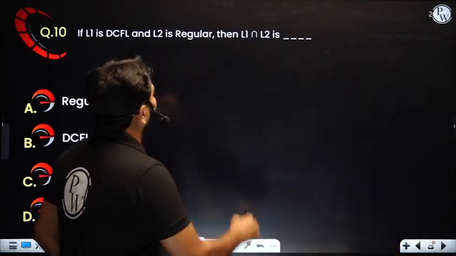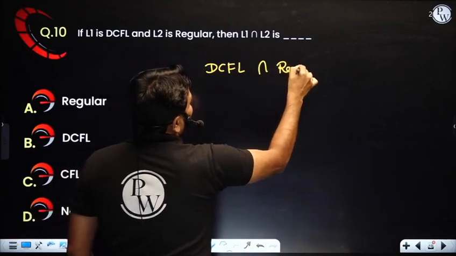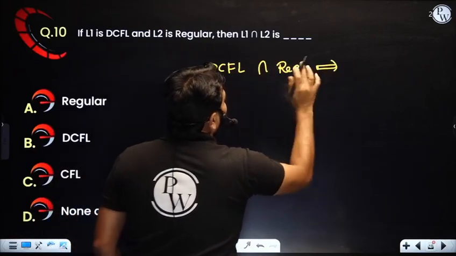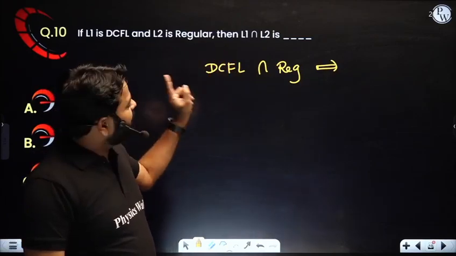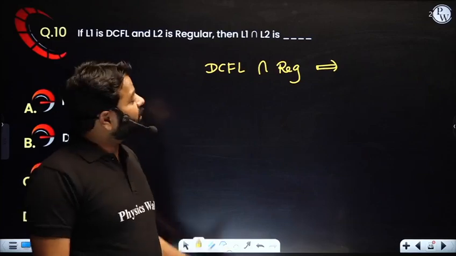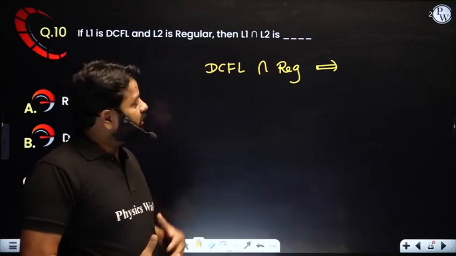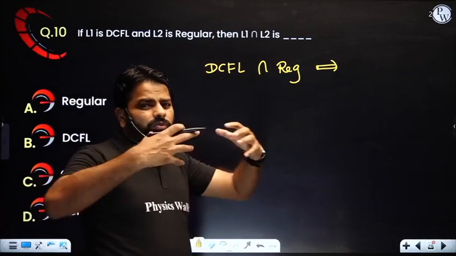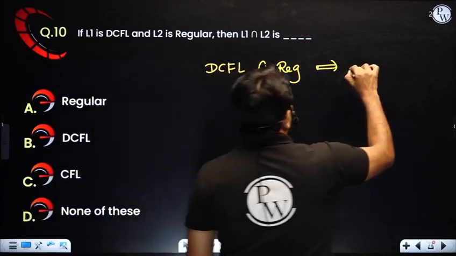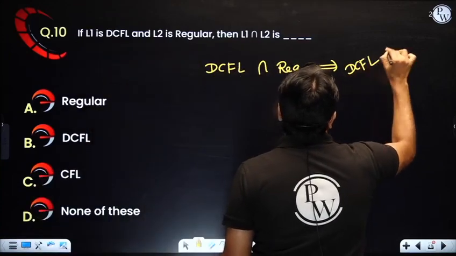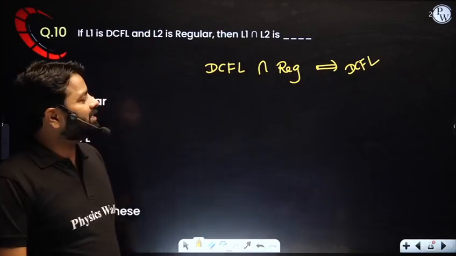This is a regular property called DCFL intersection regular. One of the operands is regular. Then what is the result when you apply it to DCFLs? DCFL intersection regular, you can simply call it intersection with regular languages. Because your domain is DCFLs now, and I want to perform intersection with regular, what is the result? It is always DCFL, like union.